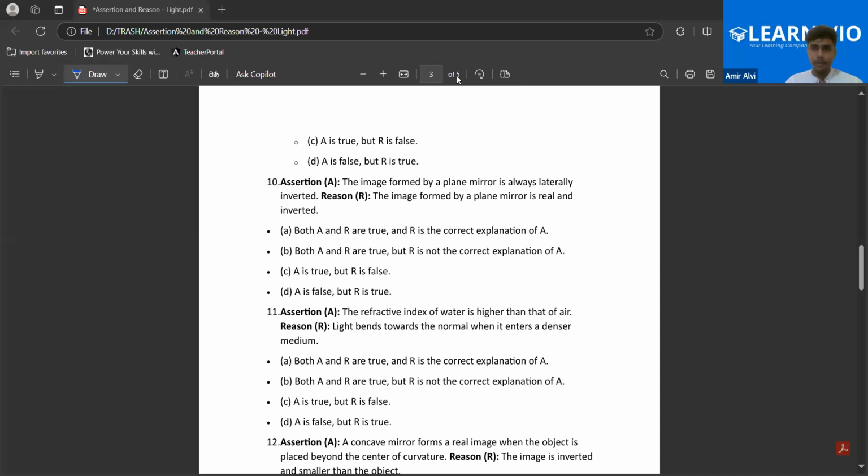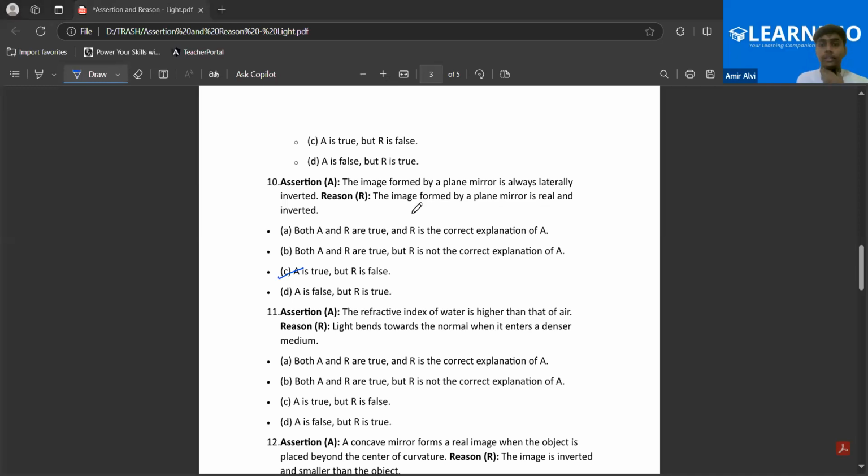Harshit, what's the answer? Have you given the answer? Yes, sir. Let's understand. The image formed by a plane mirror is always laterally inverted. Yes, the assertion is right, because when we stand in front of a mirror, the right appears to be left and left appears to be right. This is the property of a plane mirror, and this definition is written in the notes as well. Next, the reason: the image formed by the plane mirror is real and inverted. That's false, because the image formed by the plane mirror is virtual and erect. So option C is the correct one: A is true, but R is false. Am I clear to all of you?